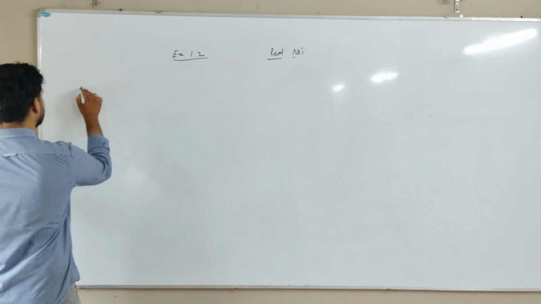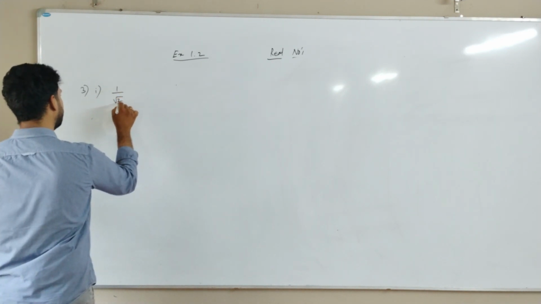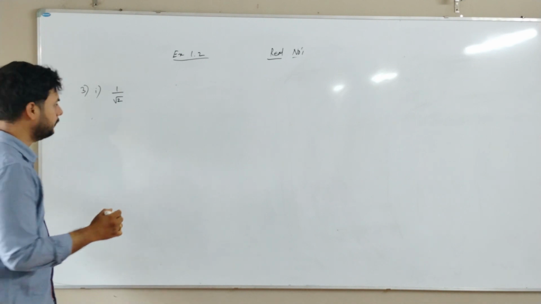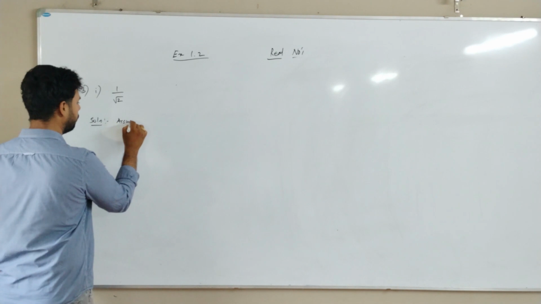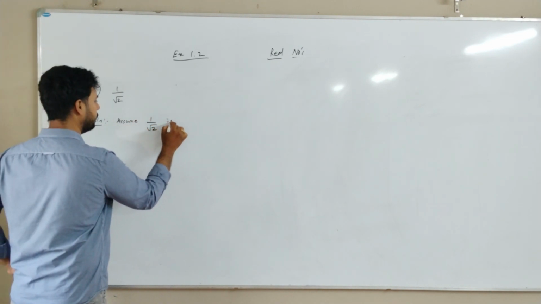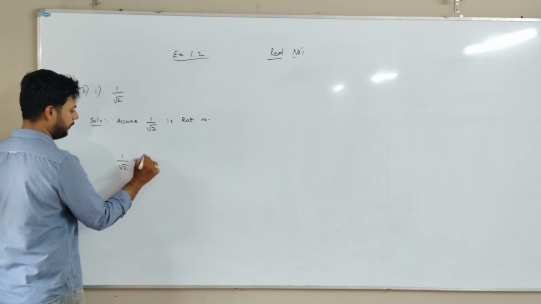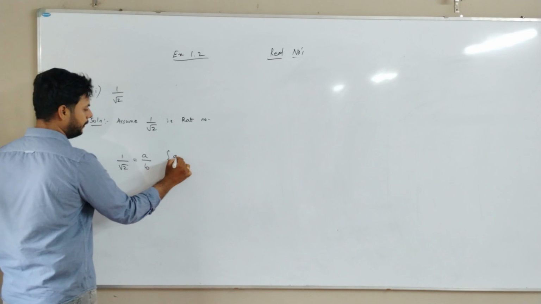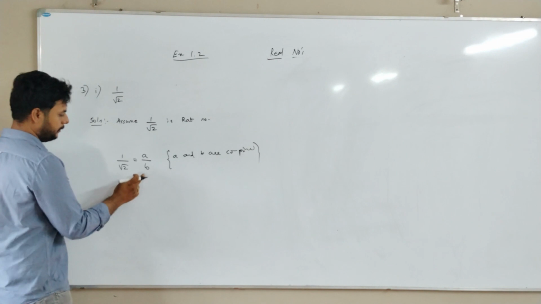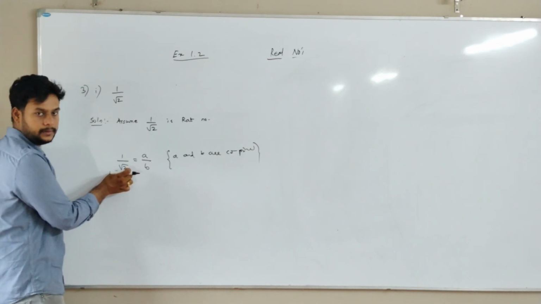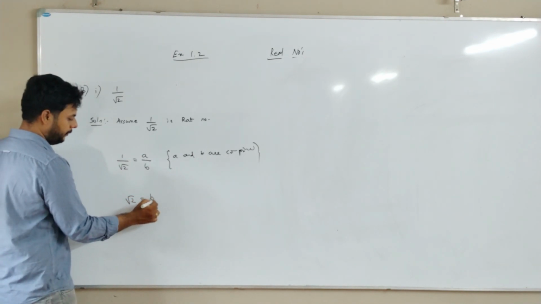Prove that the following are irrational. First one, 1 by root 2. See here, I should prove 1 by root 2 as an irrational number. So I will assume 1 by root 2 is a rational number. So 1 by root 2 is equal to a by b, where a and b are co-prime. I just want root 2. So I will send root 2 here. Root 2 is equal to b by a.